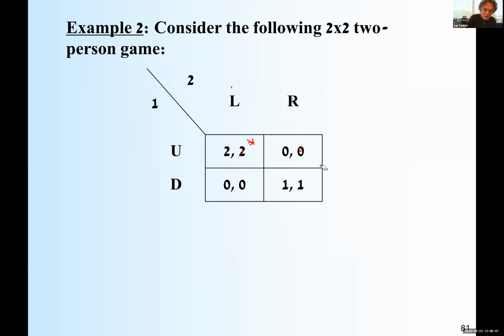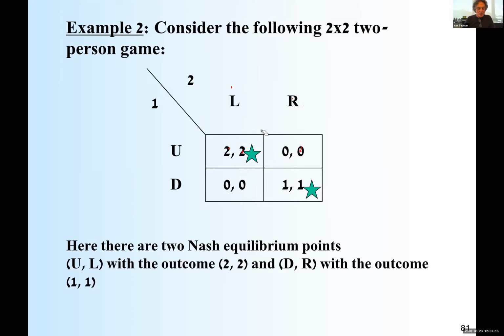Okay, so let's see how we proceed here. So 2-2 is an equilibrium, but also 1-1. By the way, I said something not very precise. 2-2 is an equilibrium outcome, and 1-1 is an equilibrium outcome. The equilibrium is up left, up for 1, left for 2, with the outcome 2-2. Another equilibrium is down for me, R for you, with an outcome 1-1. So here are 2 Nash equilibrium points: up left, with the outcome 2-2, and down right, with the outcome 1-1.